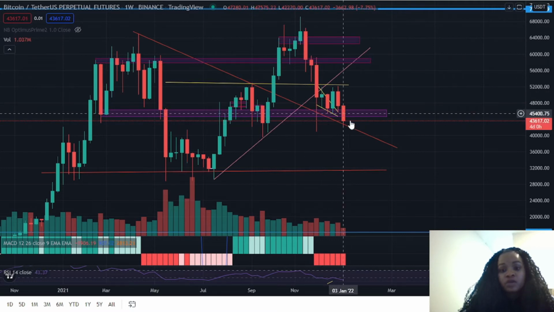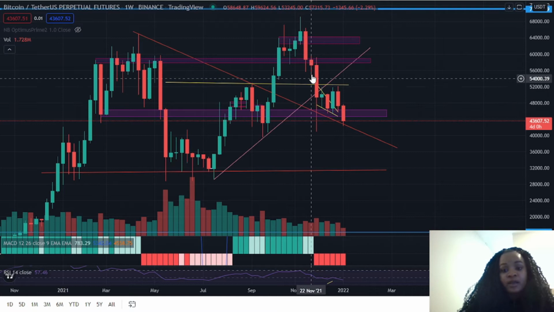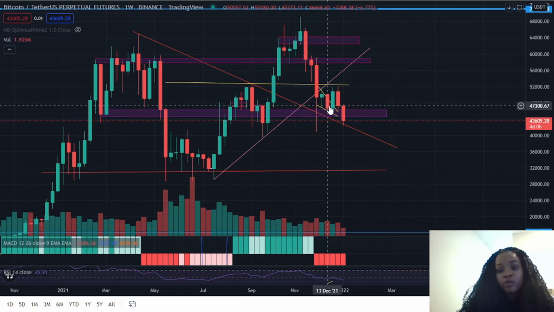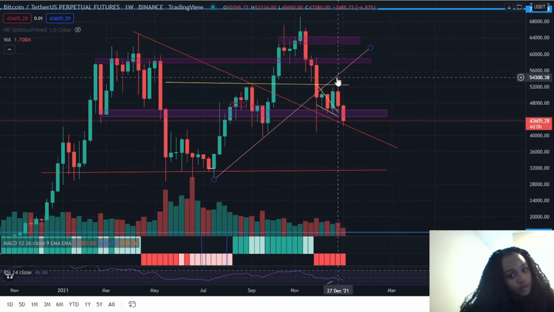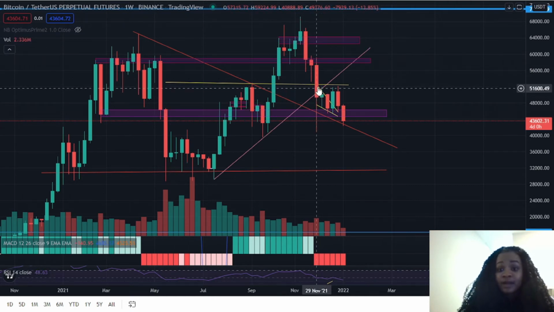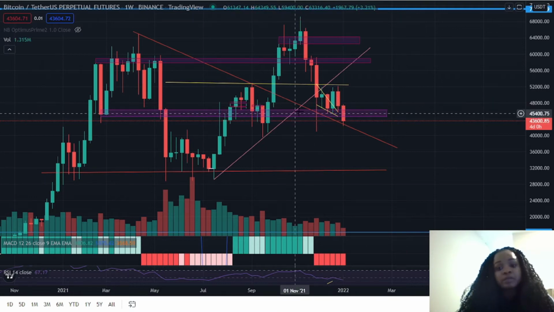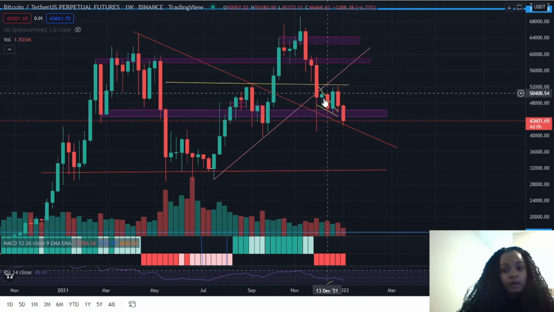Okay, so that's one of the things that I look at. I try to see what trend we're in. Now I can confirm that we are not in an uptrend. I can say that we might be starting a downtrend. Okay, this is because this line here got broken. So that's one thing that I'm seeing.